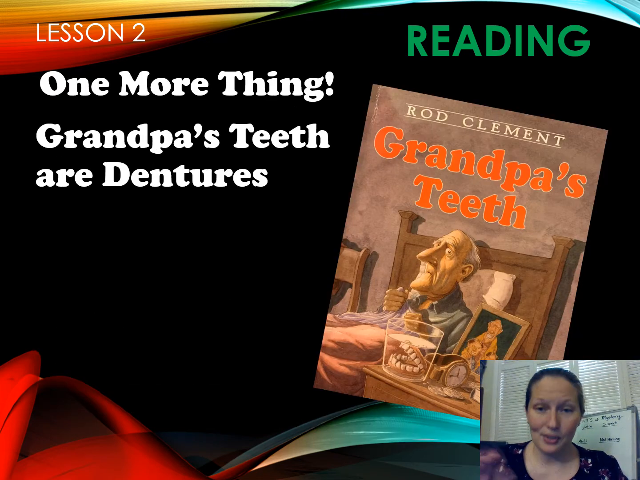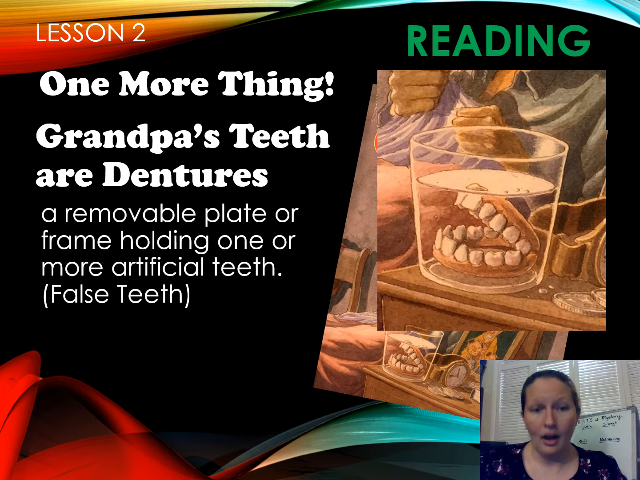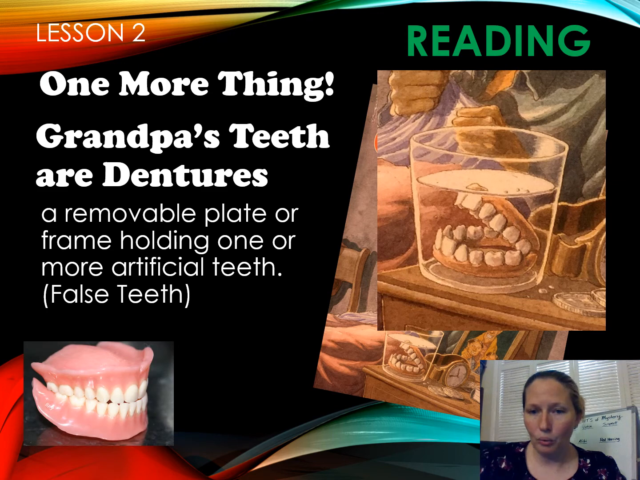I know I said I was going to start reading, but one more thing you need to know. Grandpa's teeth are dentures. Some of you might know what dentures are, some of you may not, so let's talk about that really quick. Dentures are a removable plate or a frame holding one or more artificial teeth. So, false teeth. When you're older and maybe you didn't take very good care of your teeth, or something happened, you may have to wear dentures.